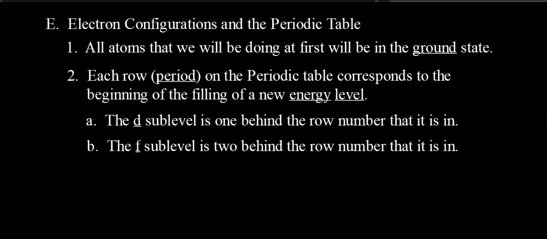Each row on the periodic table corresponds to the energy level that the electrons are in. So the first row corresponds to electrons in the first energy level, the second row corresponds to the electrons in the second energy level, and so on. As we saw in the list I gave you earlier, the D sublevel is 1 behind the row number that it is in. So that's why we go from 4s down to 3d. For the F's, that would be 2 behind the row number that it is in.